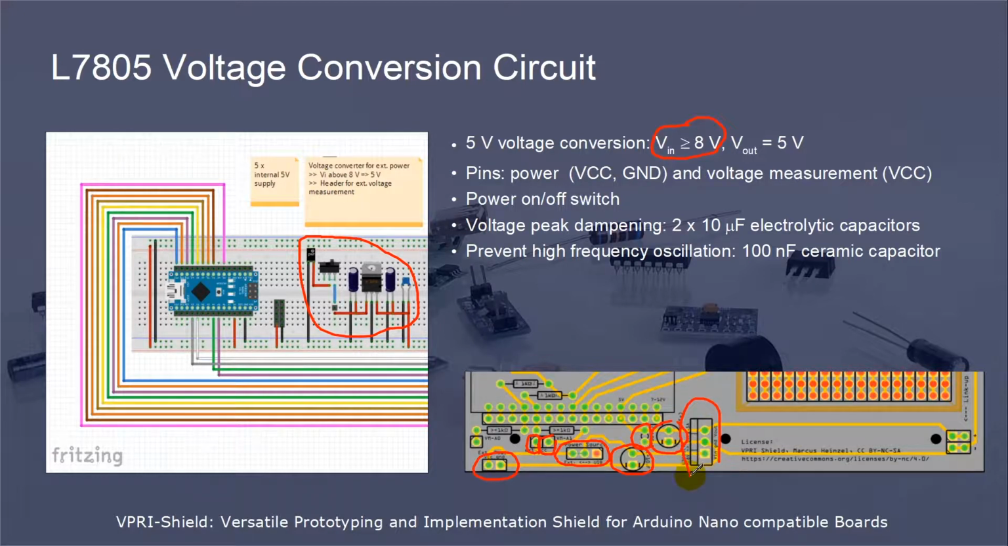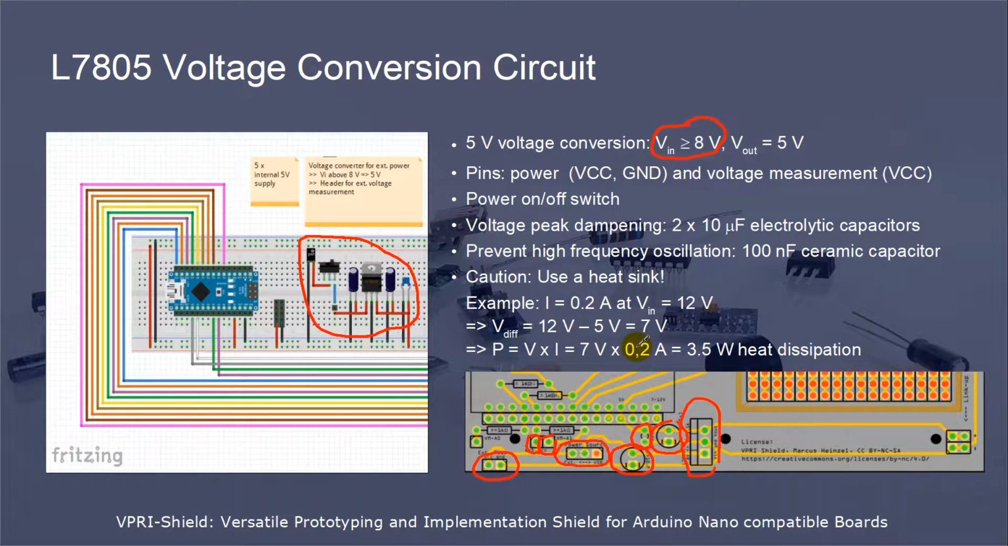When you intend to use an L7805 voltage conversion unit for your project, then you should attach a heatsink to it. Let's have a look at the following example. If you have an input current of 200 mA at a voltage of around 12 volts, then there is a difference voltage of 7 volts that needs to be consumed somehow. This consumption is done by producing heat. So what is the heat in this case? The power that needs to be dissipated by heat is the voltage multiplied with the current. In this example it's 7 volts multiplied with 200 milliamps. So it's 3.5 watts, which need to be dissipated on the tiny size of the L7805 voltage conversion unit.